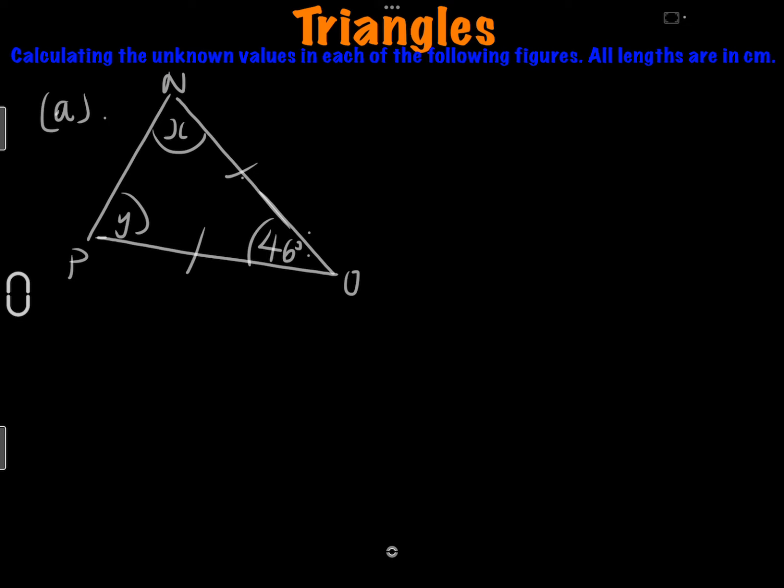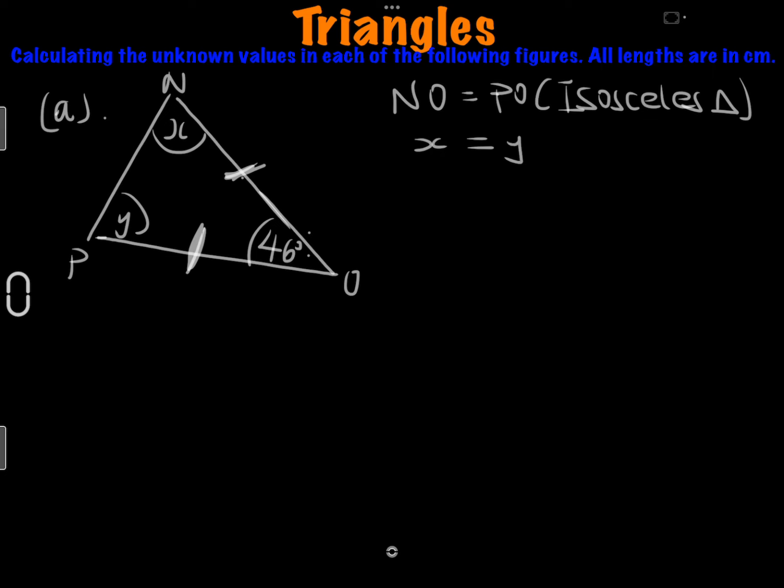Now, in order for us to start with finding these unknown values, which are X and Y, we need to identify a couple of things. We know that side NO is the same as side PO. And what does this mean? It means that it is an isosceles triangle, only because this side and this side are equal. Technically, this means that angle X is the same as angle Y.